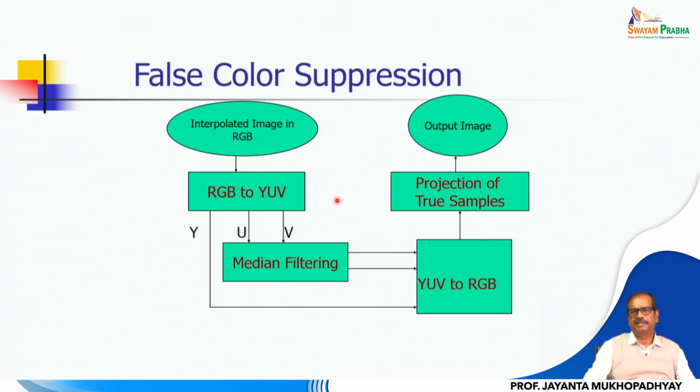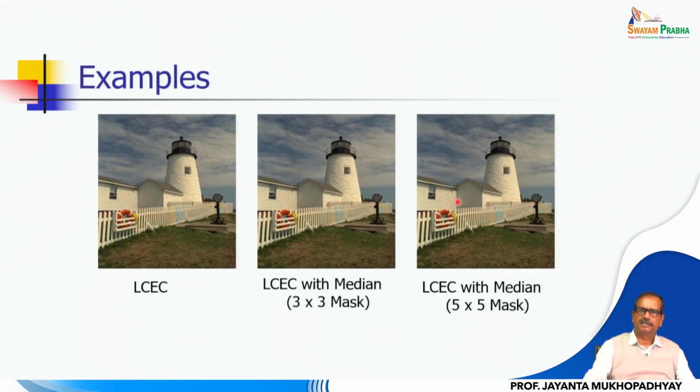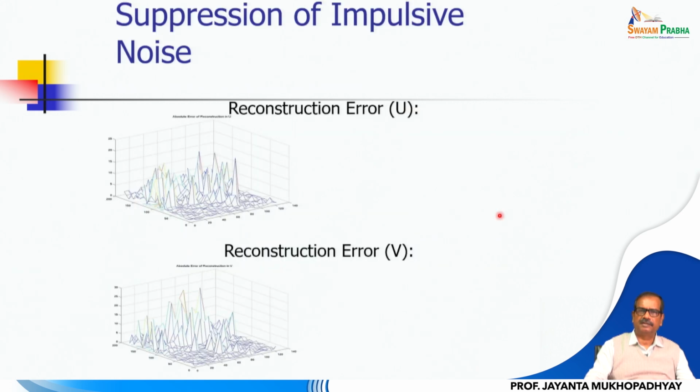So one of the techniques by which we can suppress this false color is to perform median filtering. So false color is something like salt and pepper noise. So apply median filter in the chromatic components only. So convert RGB to IEV space, apply median filter there, then you reconstruct back, you project the true samples also there. So that would give you a reduced effect.